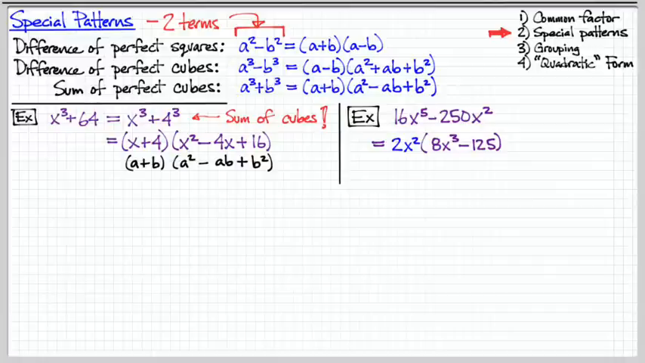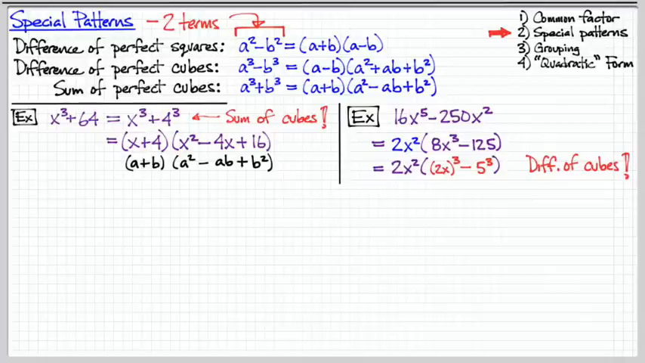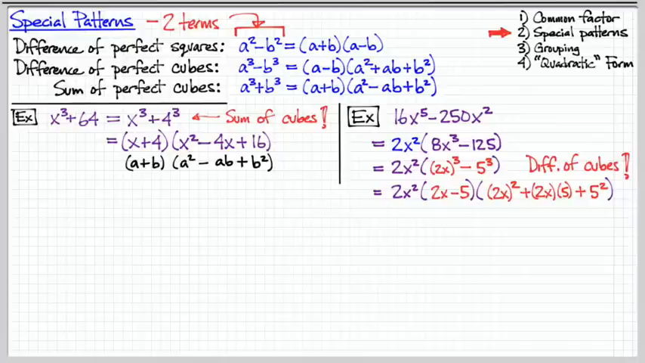Now I realize I might have perfect cubes. 8 is 2 to the third. 125 is 5 to the third power. So we can write this as the difference of cubes, and now we can go ahead and use our special patterns to expand this all out. Replacing everywhere, we have our a, which is 2x, and our b, which is 5, so we replace that into the pattern that we have, and then we can simplify that out.